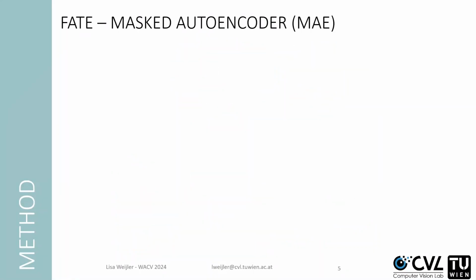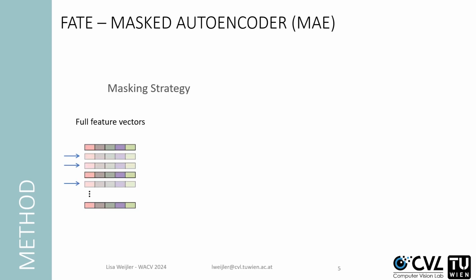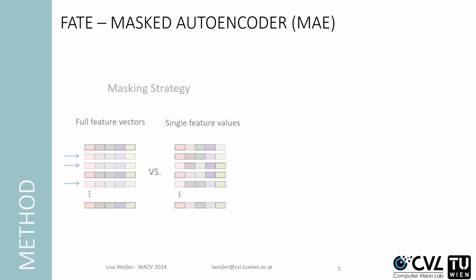We further propose a masked autoencoder pre-training strategy to learn the relationship between the varying features and create this common embedding space that then later is used for the downstream tasks such as cancer cell detection. The common masking strategy is to hide and reconstruct a full data instance, that would be full feature vectors in our case. However, since we want to learn the relationship between features, we propose to mask single feature values instead, randomly with a certain percentage per feature vector.